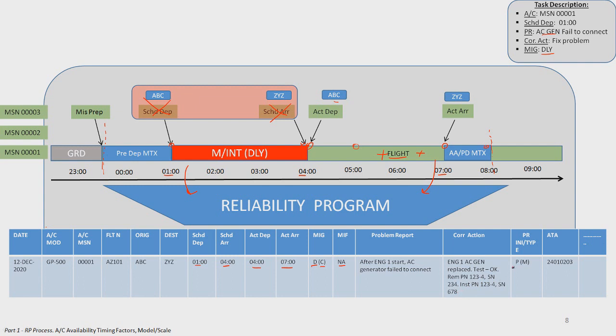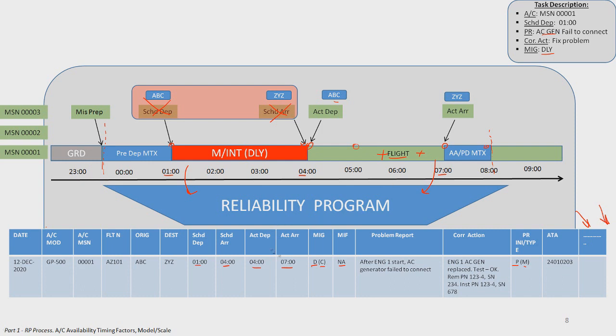Problem initiator: P here means pilot and M means mechanic. ATA 24010203. Now, as I mentioned in the very beginning, this is minimum data, right? So if our experience tells us we need more, or the government says we need more information, definitely we are collecting more information.